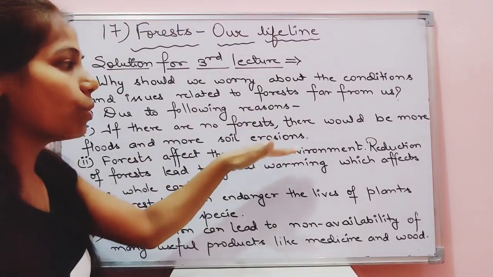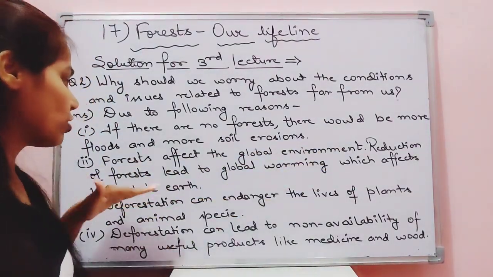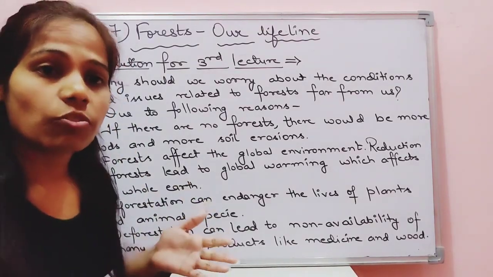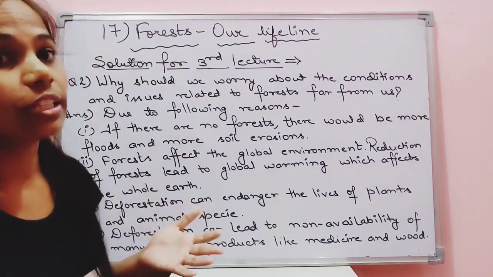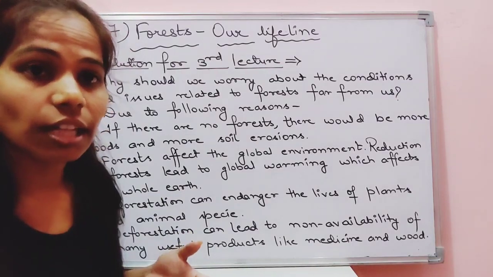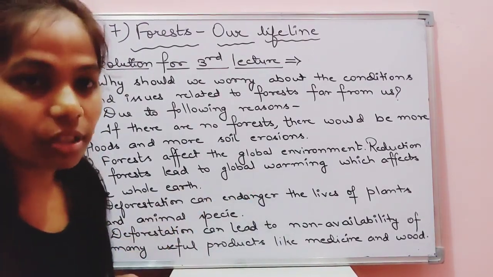Forests affect the global environment. Reduction of forests leads to global warming, which affects the whole forest. Children, if there will be no trees, no fresh environment will be available, and carbon dioxide, carbon monoxide type of gases, that is the greenhouse gases, will increase in nature, ultimately causing global warming on Earth's surface.